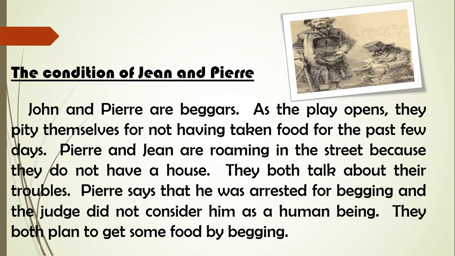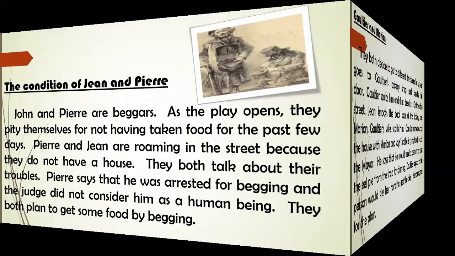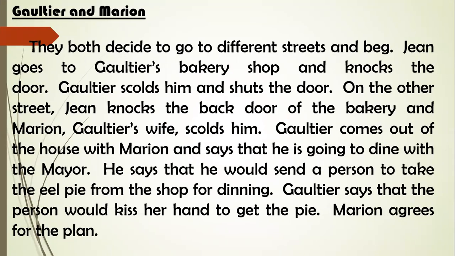Now both the friends will share, and what plan do they put? Let us see ahead. So here, Gaultier and Marion. As we saw, there is one cook and his wife. And there are Perry and Jean. They decided that they'll go to different streets and beg. So see, there are beggars who have plans. They do not go all together in one street. They scatter throughout the area, and so did Jean and Perry here, so that they could get something.